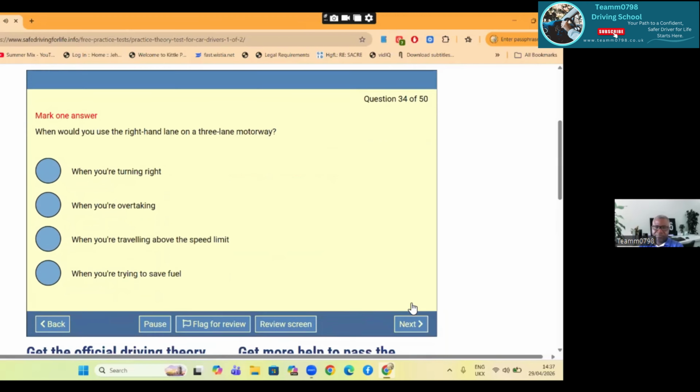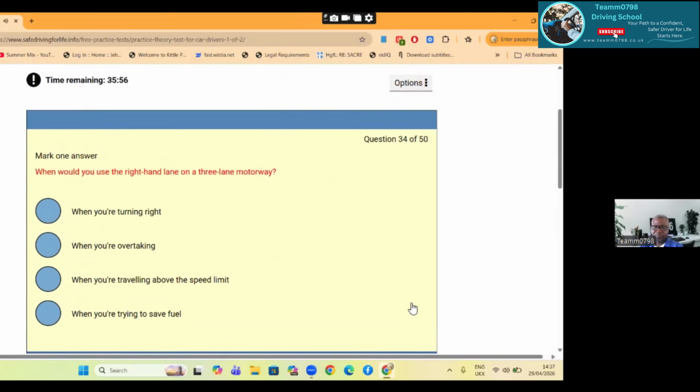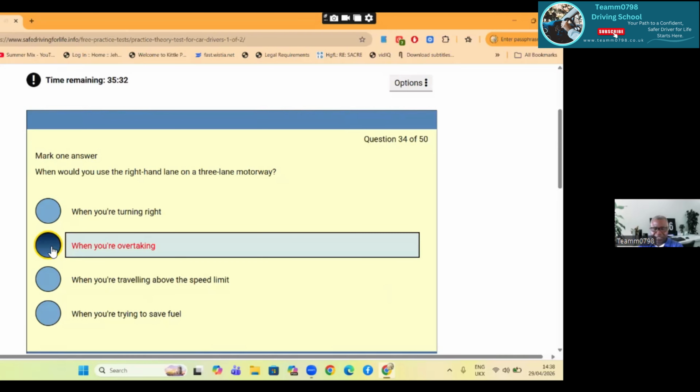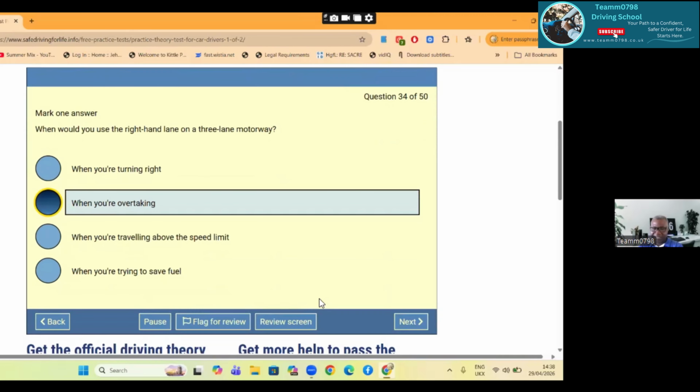Mark 1 answer. When would you use the right-hand lane on a 3-lane motorway? On a 3-lane motorway, the right-hand lane is for overtaking only. I was going to say something else about dual carriageways, but that's not what the question is asking. On a dual carriageway, the right lane is for turning right and overtaking, but on a motorway it is for overtaking only. So when you're turning right, no. When you're overtaking, that's correct. When you're travelling above the speed limit, no, don't do that. You're breaking the law.